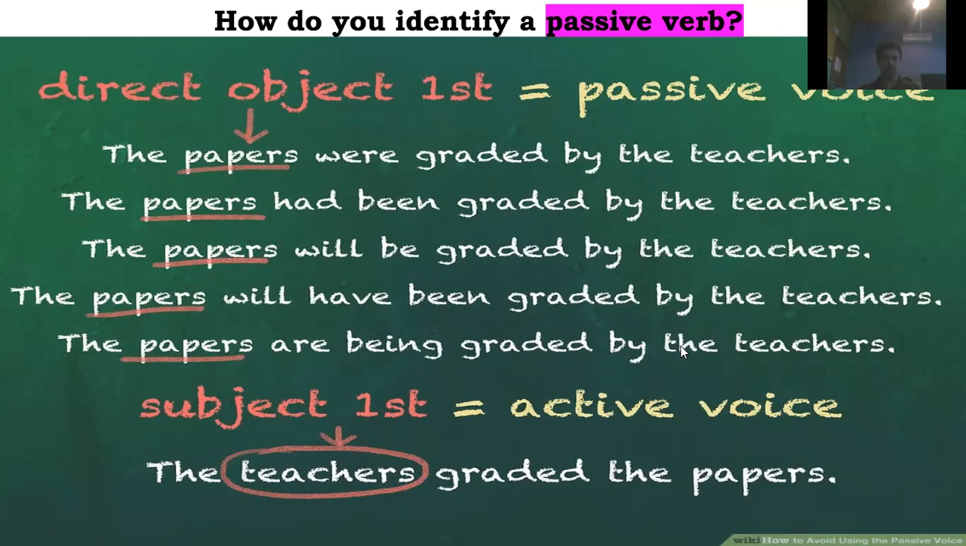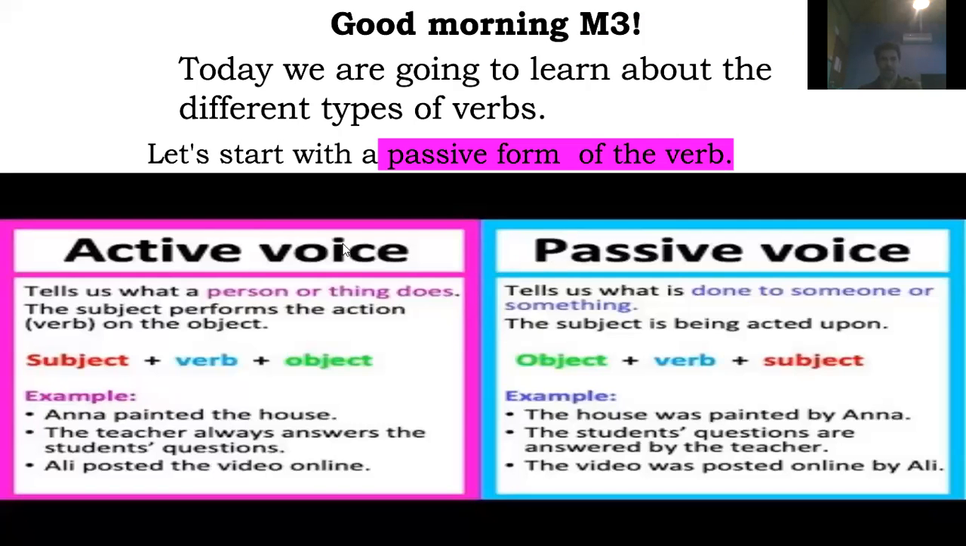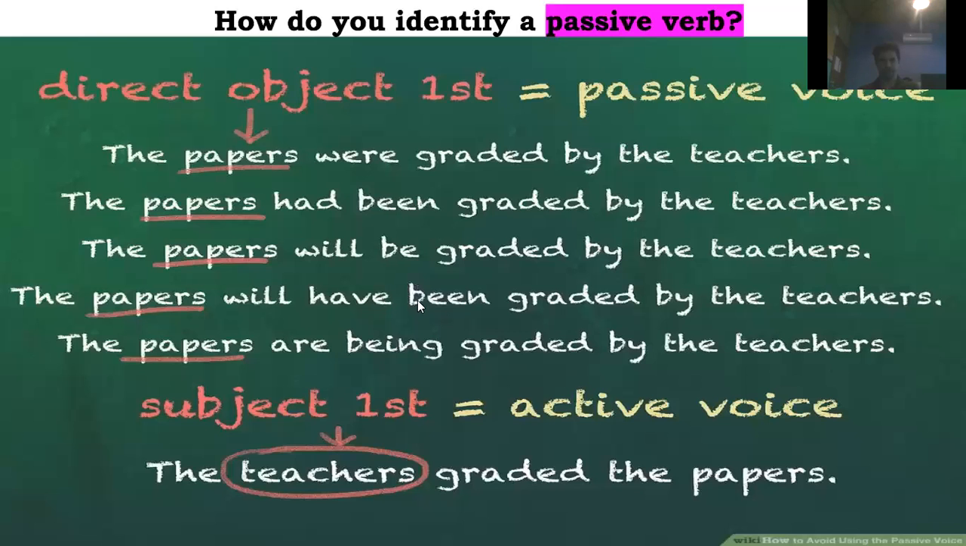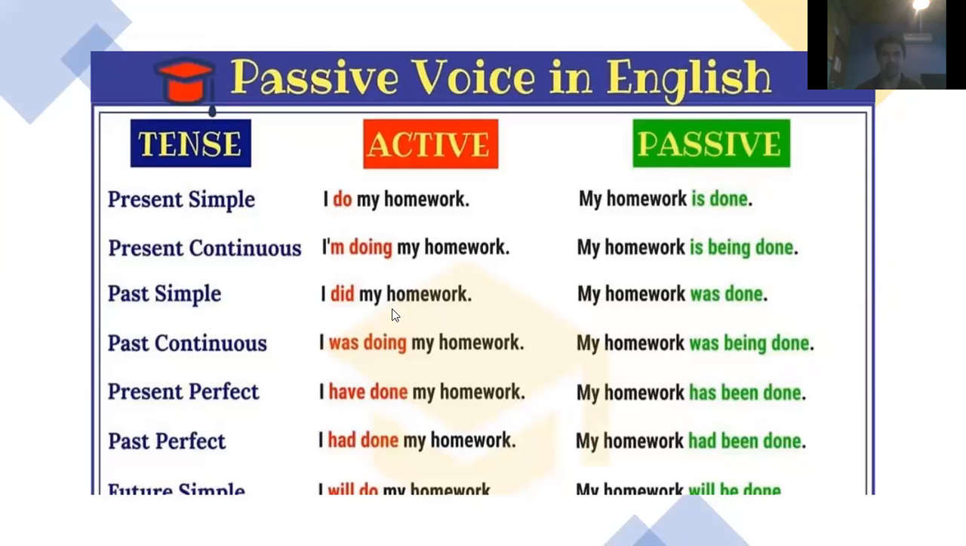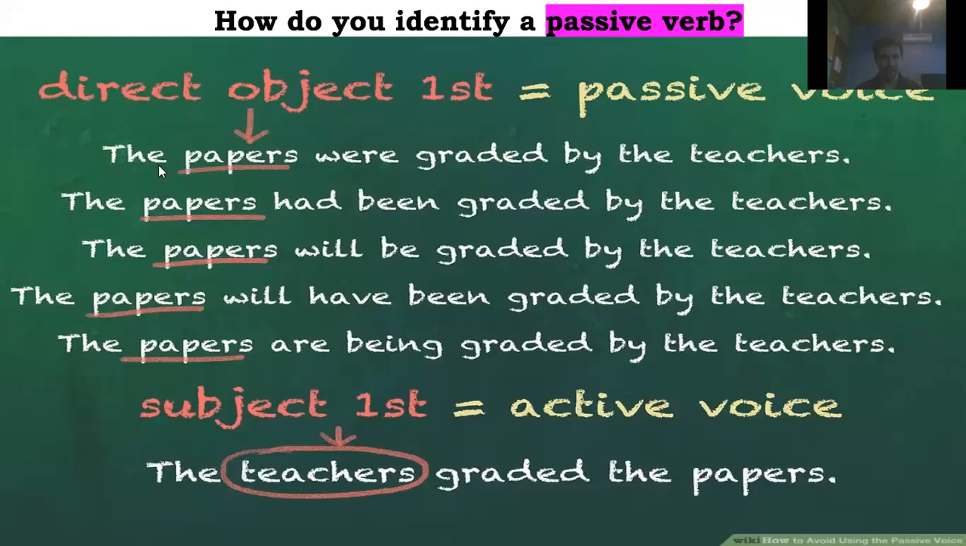So again, active voice: subject, verb, object. Passive voice: object, verb, subject. So here are some examples of passive voice in English and the different tenses. The papers were graded, the papers have been graded, the papers will be graded, or the last one, the papers are being graded. Those are the different tenses.